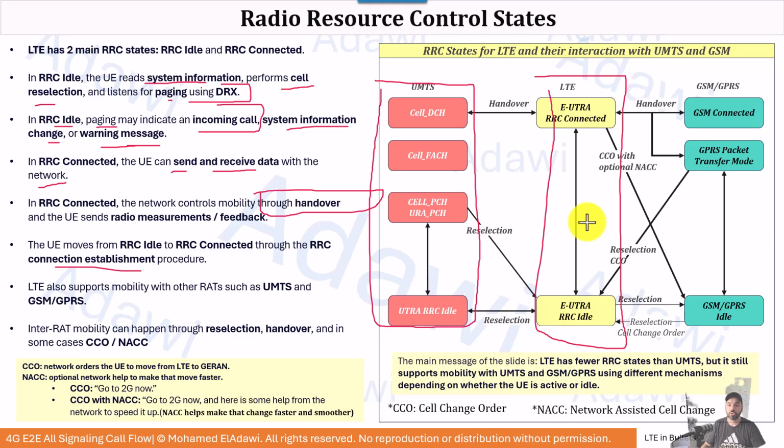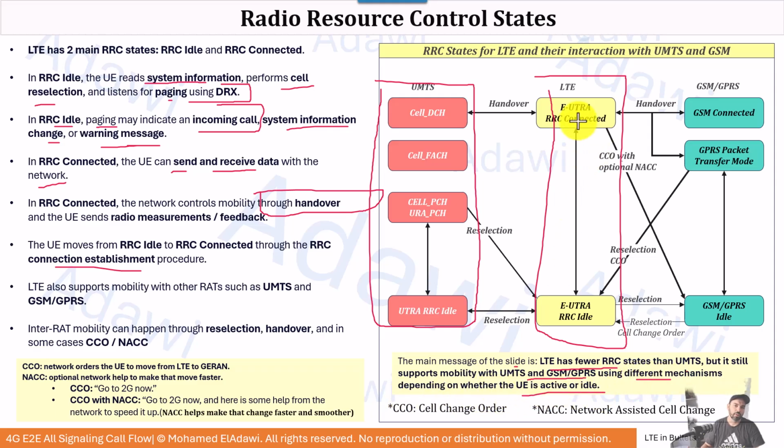So 4G in general is very simple when you are talking about the RRC connection state, because we have almost only two states, right? That's why I'm saying the main message of this slide is that LTE has fewer states than UMTS, but still supports mobility with UMTS and GSM using a mechanism depending on whether you are active or idle.